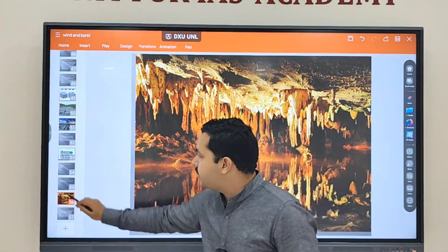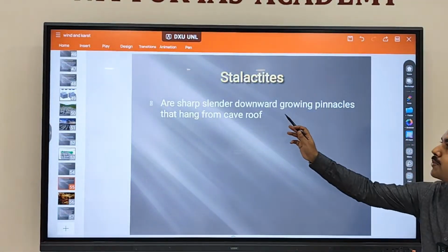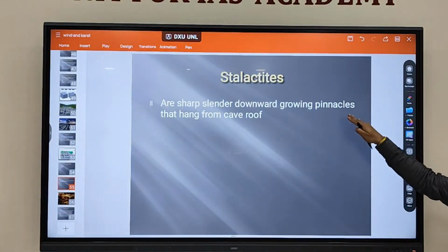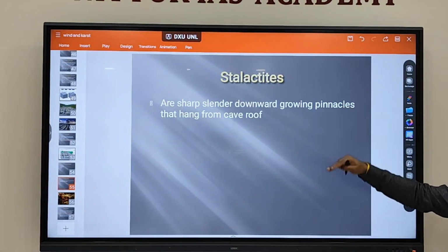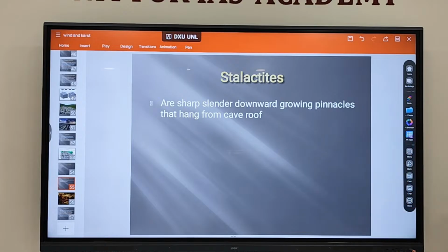So what is a stalactite? As we discussed, they are sharp, slender, downward growing pinnacles that hang from the cave roof. If it is hanging from the cave roof, then it is going to be called what? Stalactite. And these are sharp, slender. Slender means what? Very thin, that is called slender. Sharp, slender, downward growing pinnacles that hang from the cave roof are called stalactites.